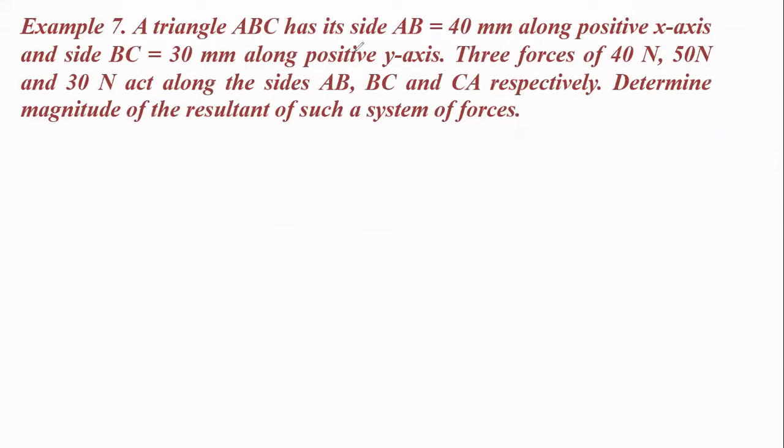A triangle ABC has its side AB 45 millimeter along the positive x-axis, side BC 30 millimeter along the positive y-axis. Three forces of 40 Newton, 50 Newton and 30 Newton are acting along the sides AB, BC, CA respectively. Determine the magnitude of the resultant of such a system of forces.